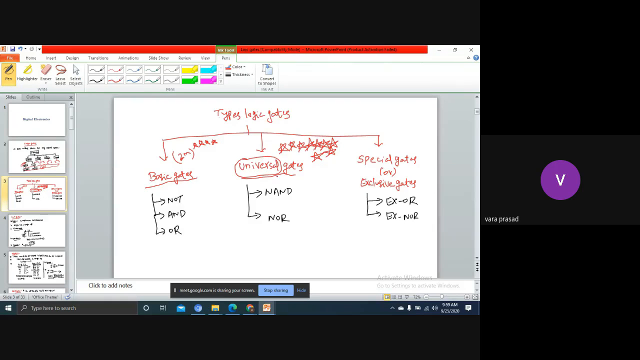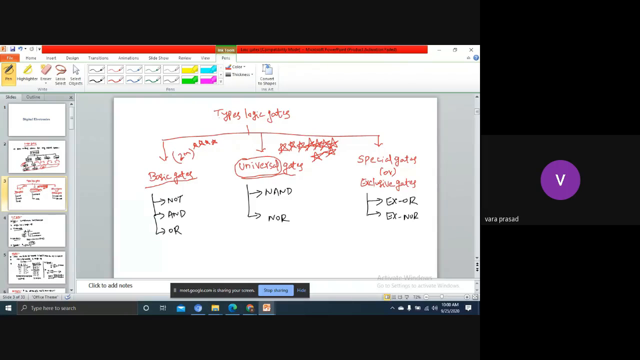Here also, universal gates in the sense NAND and NOR can perform any type of function. That's why they are called universal gates. Please keep in mind, based on this you will get a lot of questions. I will repeat: NAND and NOR are the universal gates, because they can perform any type of function. That we are going to prove also.